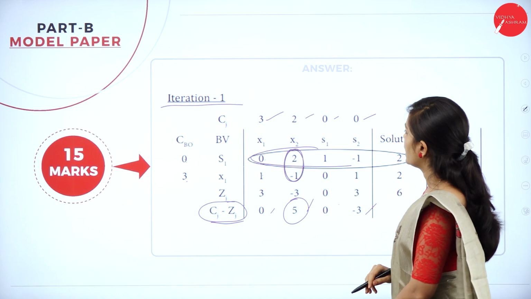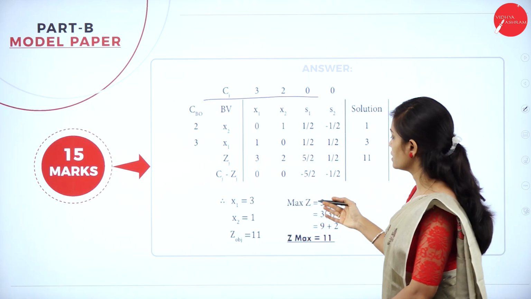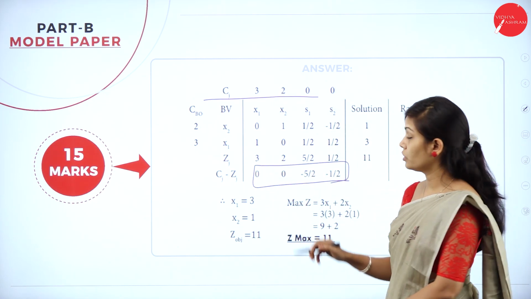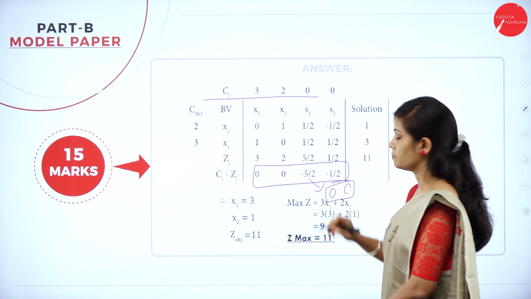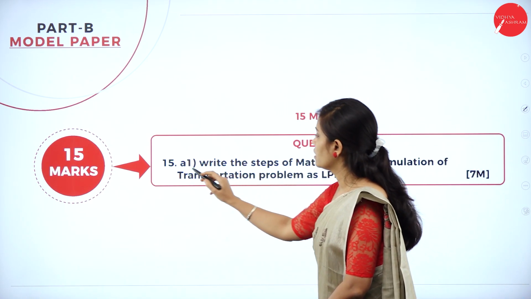Is it clear? And next, again find the second iteration. So definitely in the second iteration you will get negative values and 0 values. Now it is satisfying the optimality condition. Clear?